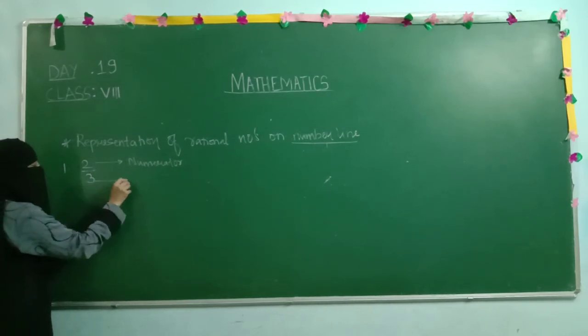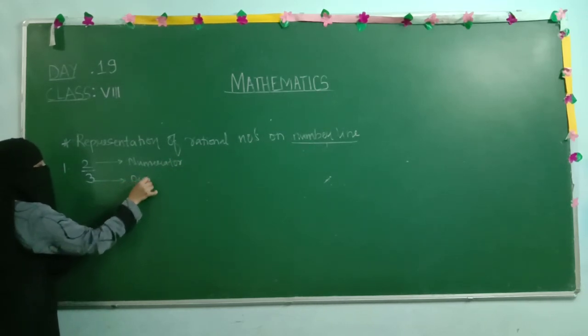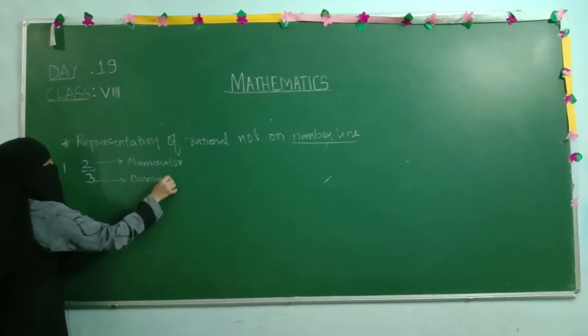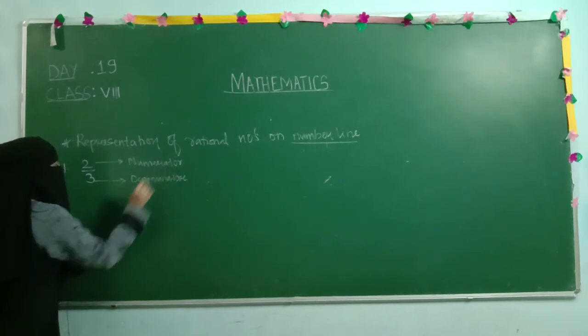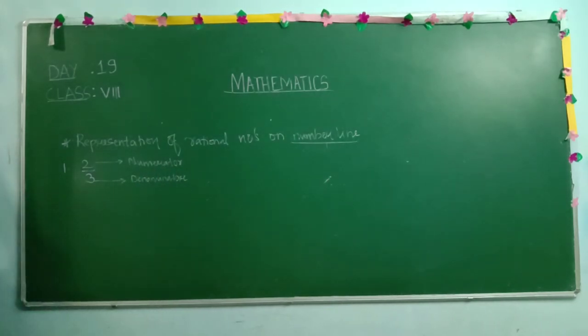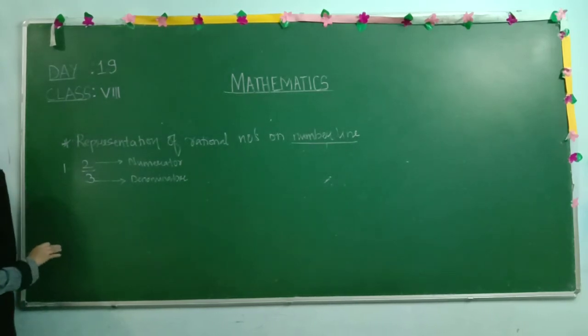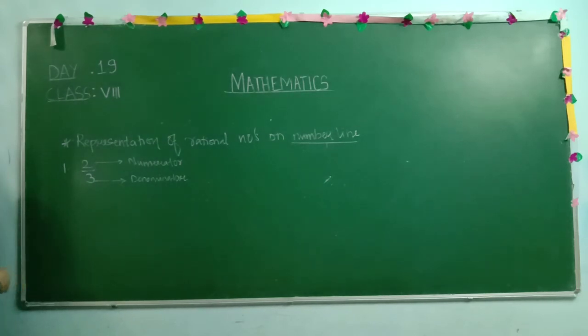And this 3 is the denominator. The number above the line is called the numerator. The number below the line is called the denominator. These are the basics which we have studied in the 3rd and 4th class standard. The number above the line is the numerator, and the number below the line is called the denominator.